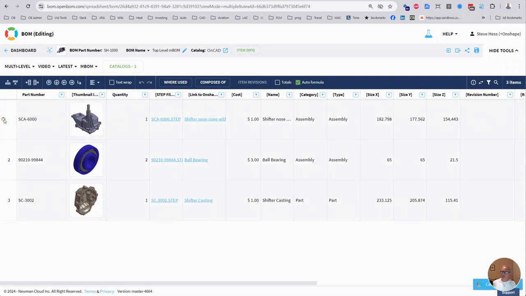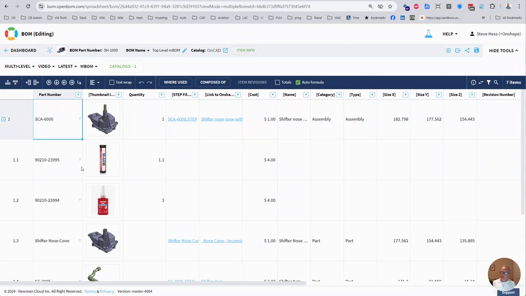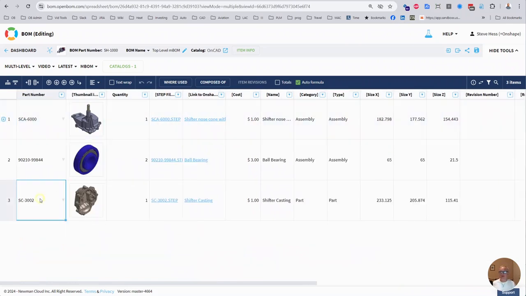The subassembly, the SA 6000, is also a little different. There's some grease. Loctite is also included in the manufacturing BOM for the SA 6000. So that manufacturing BOM is shown in this structure here. And then finally, I've got the same backing plate. It's a part just like it was in the other one. So there are a few differences to notice. Keep those in your head as we move on.